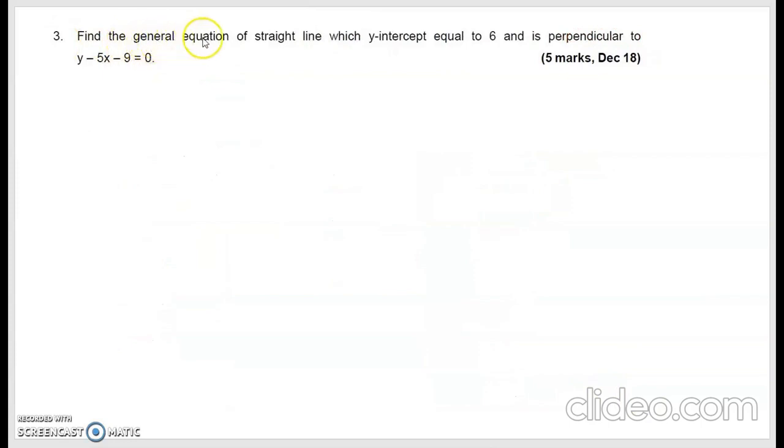Find the general equation of straight line which y-intercept equals to 6. Means that the y-intercept is 6. So what does y-intercept equals to 6 mean? Means that for y-intercept, if you still remember, our x is 0 and the y-intercept is 6. Means that this is the point (0, 6).